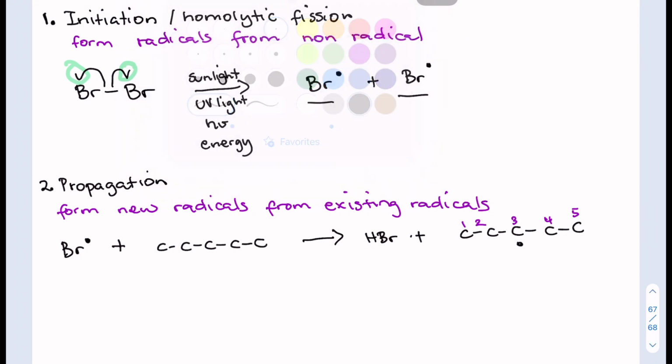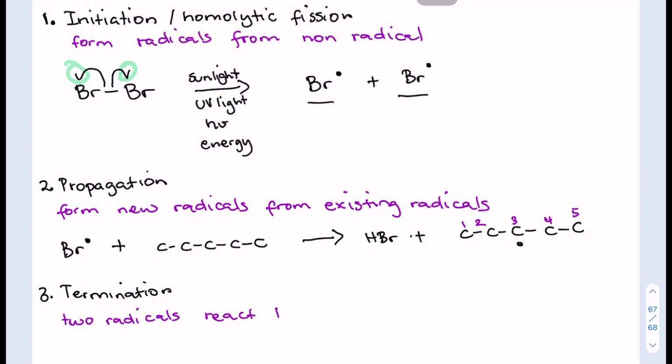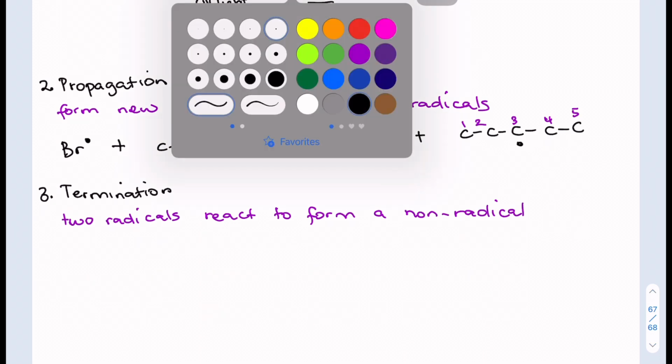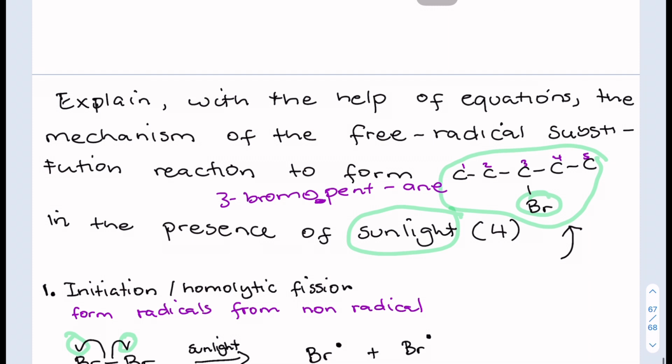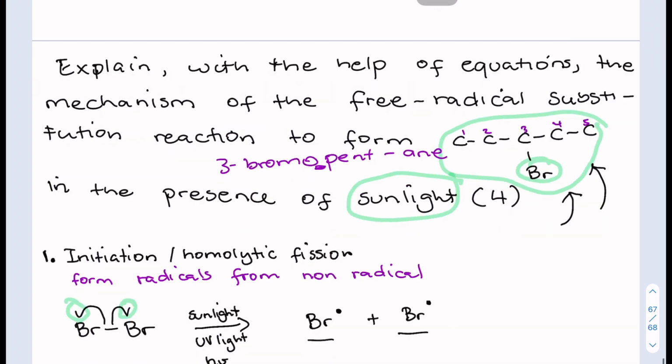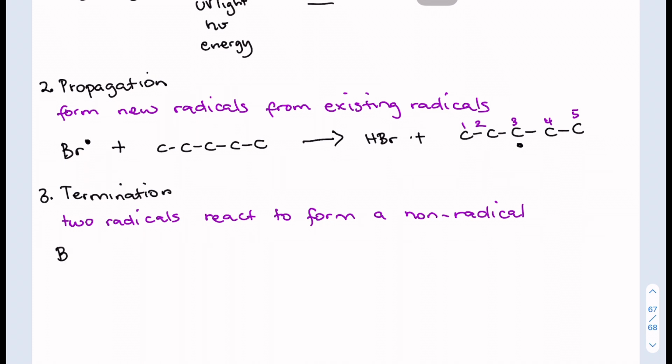Last step is going to be termination. Termination, we get 2 radicals to come together to form a non-radical, and we stop the process of propagation. Okay, so here, 2 radicals should come together in order for us to form our product up here. Okay, we have a Br radical and we also have the pentane radical. So if those two come together, then we form the product.